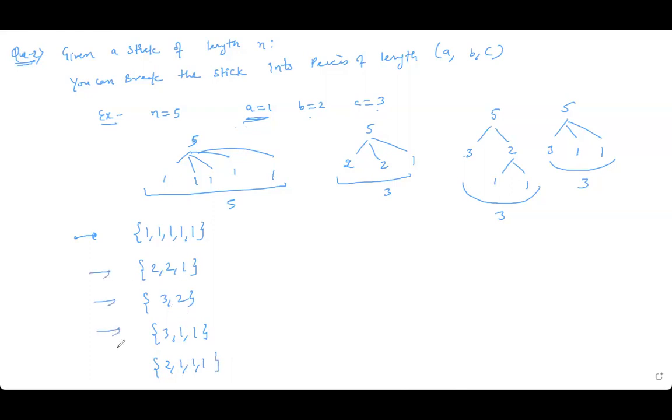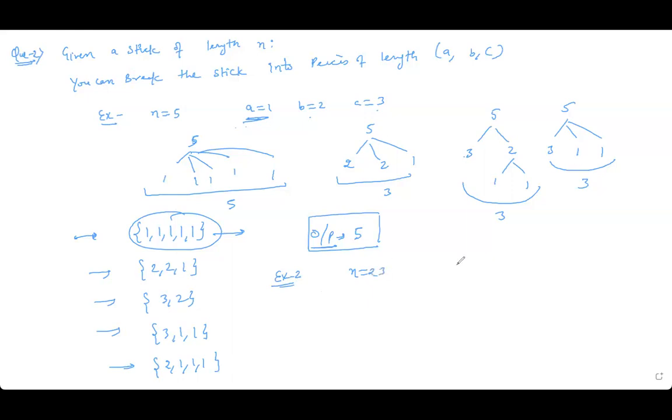But out of them, we have to find that particular combination which will return the maximum number of pieces. In this case, you can see that this combination will give us the maximum number of pieces. So the output here is 5. This is one example. I'll give you one more example, example number 2.